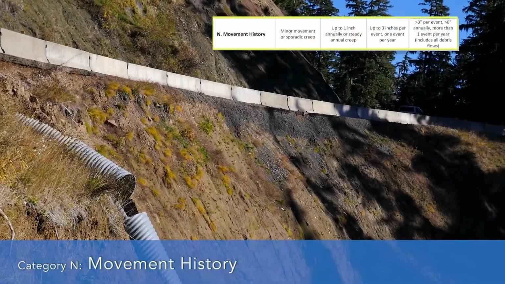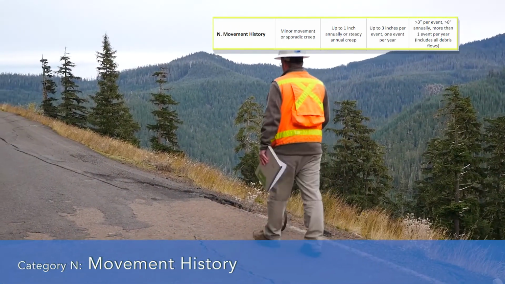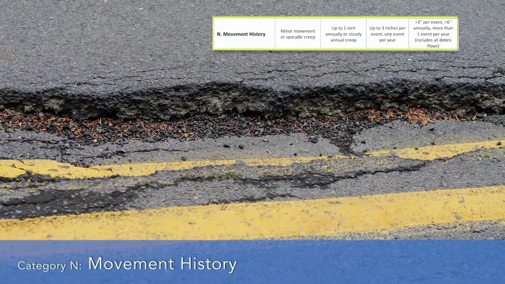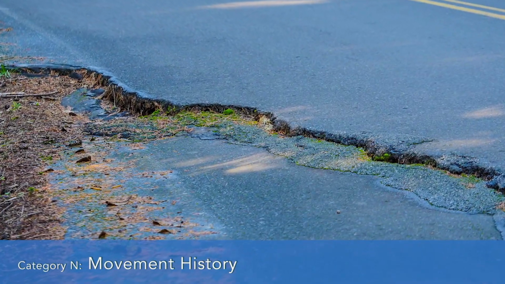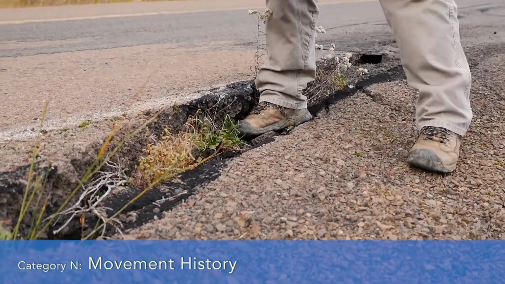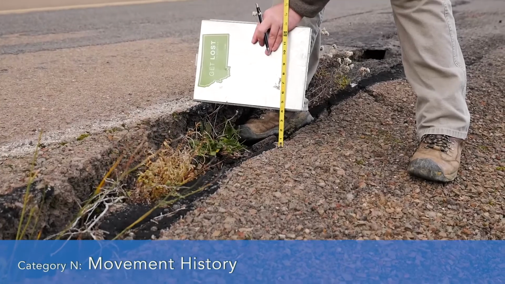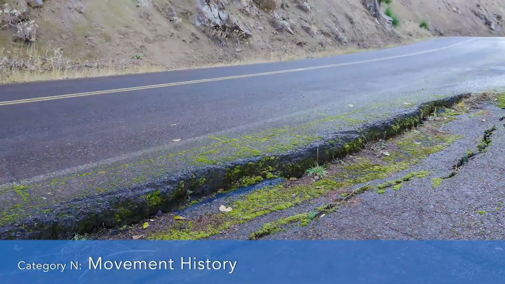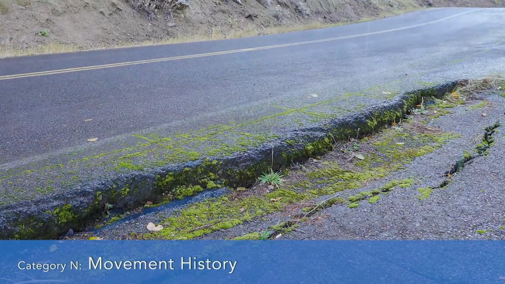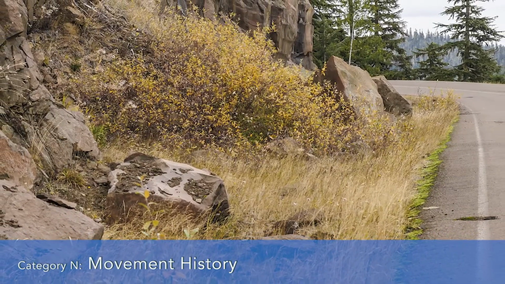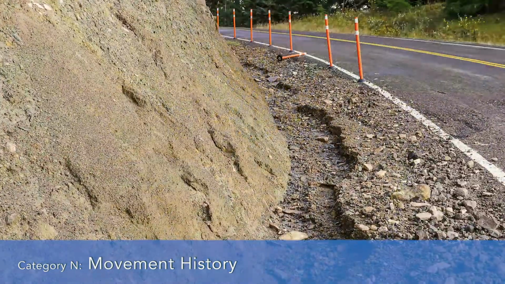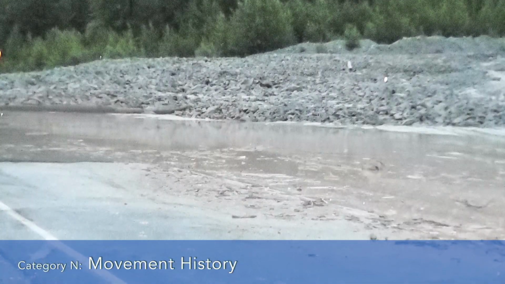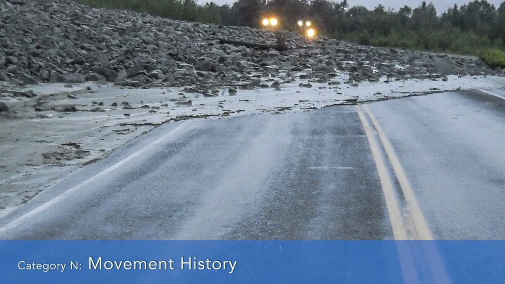Category N, movement history, is the last of our landslide-specific slope hazard rating categories. Here we evaluate the frequency and magnitude of the movement on a site. So this also, of course, goes from 3 to 81, ranging from minor movement or sporadic creep all the way up to greater than 3 inches per event, or 6 inches annually, or more than 1 event per year. For debris flows where you have a large quantity of material that may cover the road multiple times a year or every other year, you'd rate that as an 81. Talk to maintenance personnel for additional information.